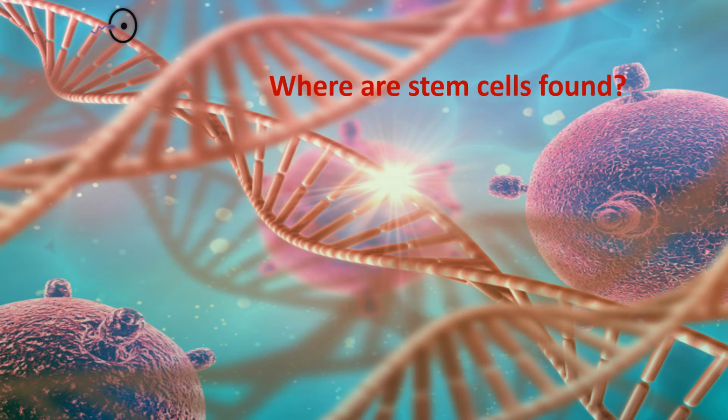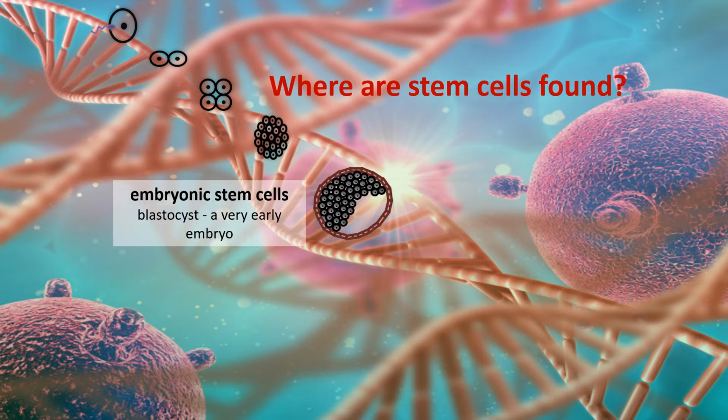There are different types of stem cells. Embryonic stem cells are found in the blastocyst, a very early stage embryo that has about 50 to 100 cells. If we take the embryonic stem cells at this point, we will not get a fully formed baby. This is why it raises ethical issues to the forefront.